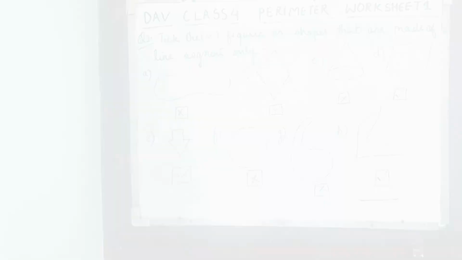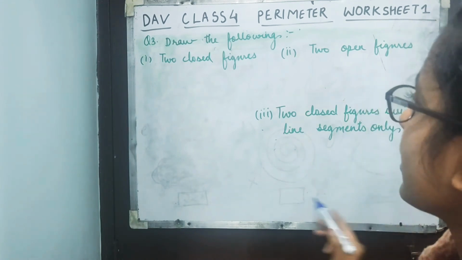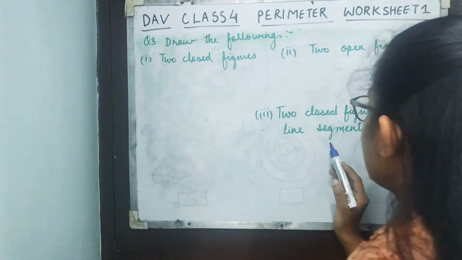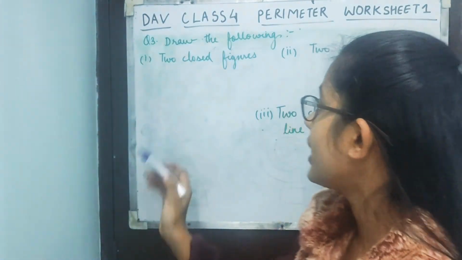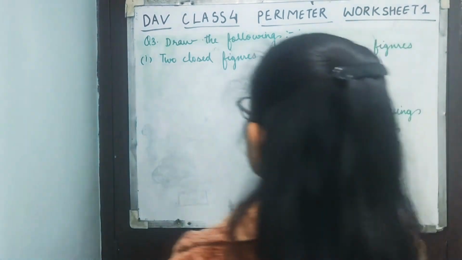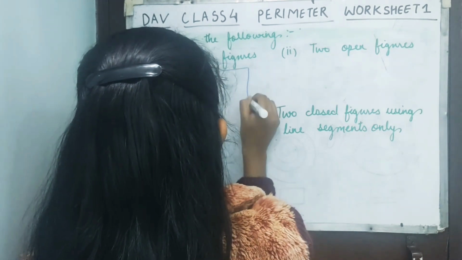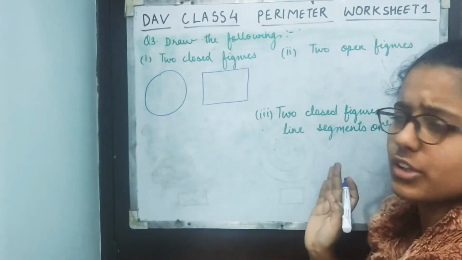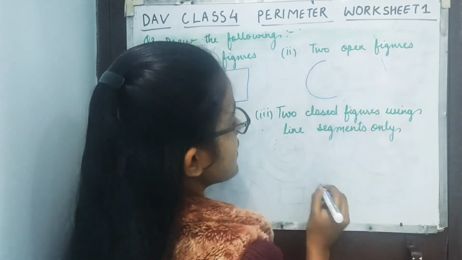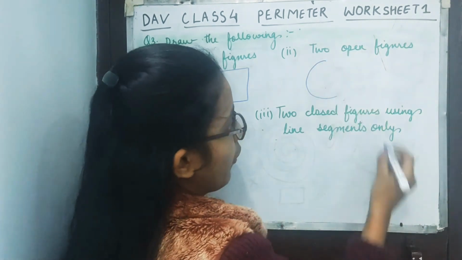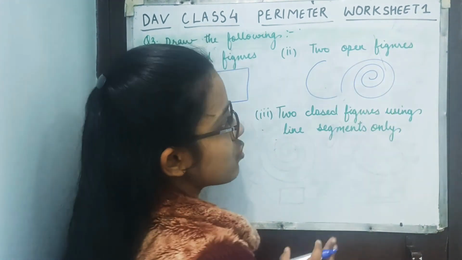Now coming to our third question, that is draw the following. Three parts are given to us: 2 closed figures, 2 open figures, and then 2 closed figures using line segments only. So we have to draw here. Let's do it. First one, 2 closed figures. Any 2 closed figures you can make here. So I'm making a circle here. Then I'm making a rectangle, square, anything you can make. Then 2 open figures you have to make. Any open figures you can make. So I'm making a C here, that is open. Starting point this, ending point this. Then I'm making this figure. The starting and ending points are different, and these 2 are open figures.